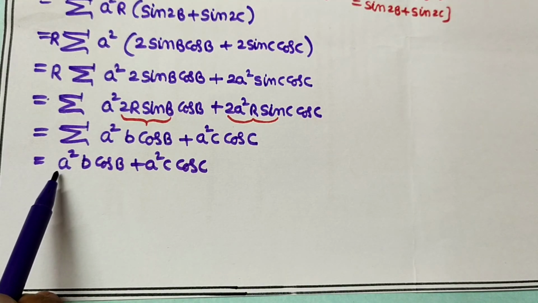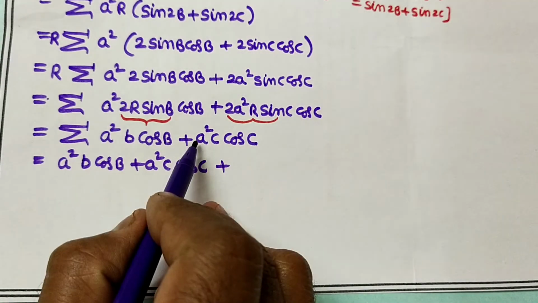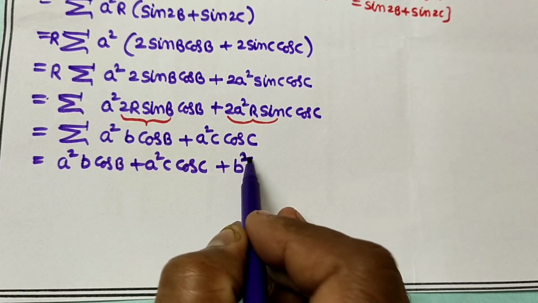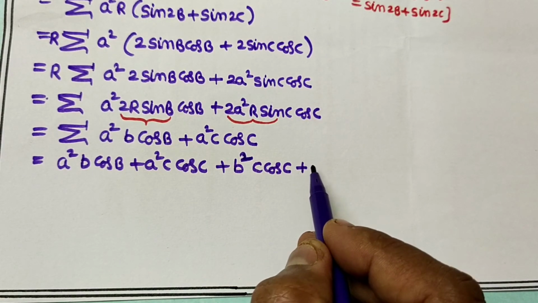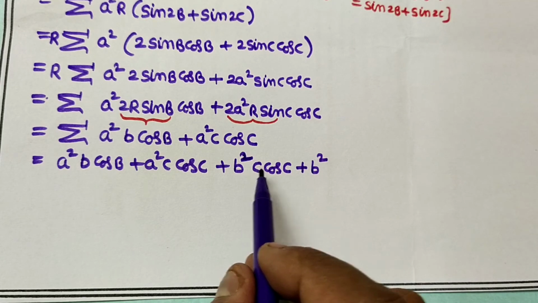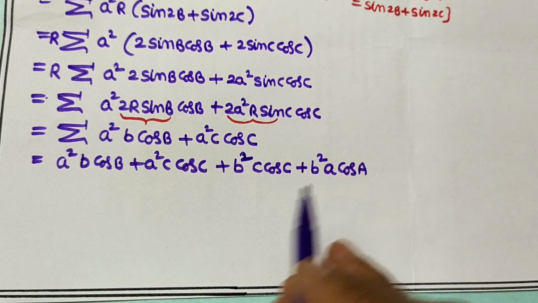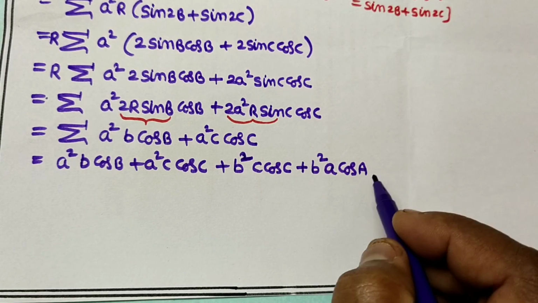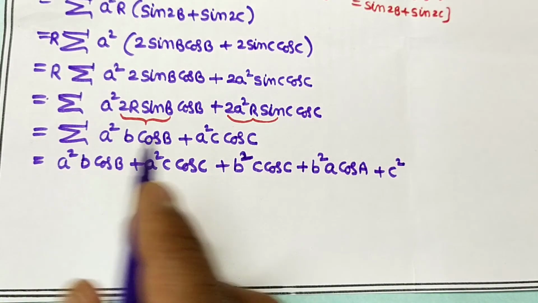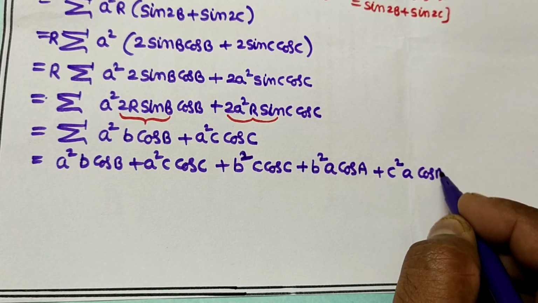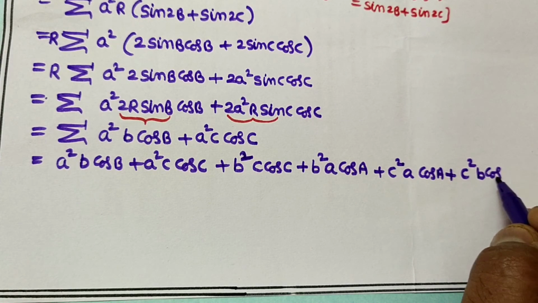You remember here a, b and c. Plus again here b square will come in both the terms: b square, after that b immediately c, no. c cos b, c cos c... plus b square c cos c plus b square a cos a. In the next, c square: starting c square means c, after that a will come. So a cos a, cyclic process, this step is very important, plus c square into b cos b.